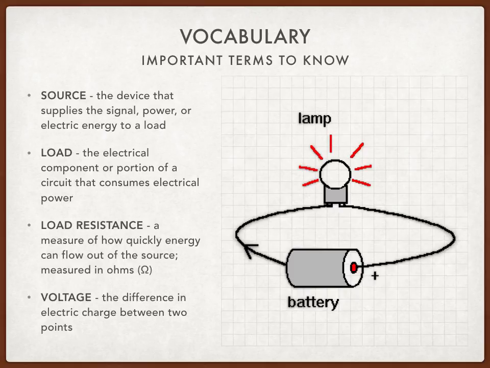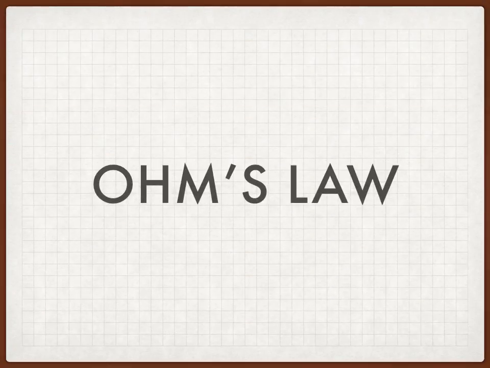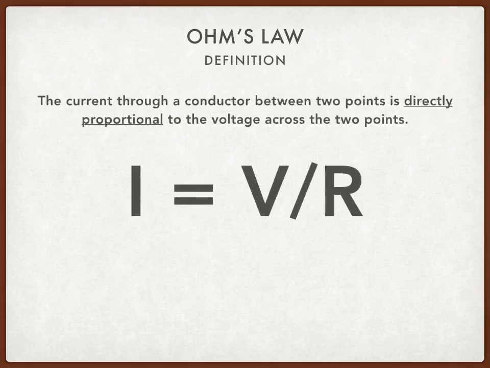Knowing this, let's take a look at one of the most important laws in your understanding of direct current. Ohm's law. Ohm's law is the single most important law in your understanding of direct current, and you can tell by the way it pulsates on your screen. So what is Ohm's law? Well, Ohm's law states that the current through a conductor between 2 points is directly proportional to the voltage across the 2 points.